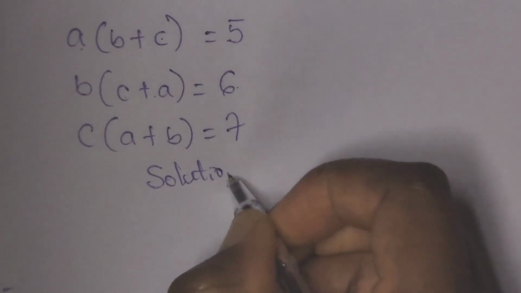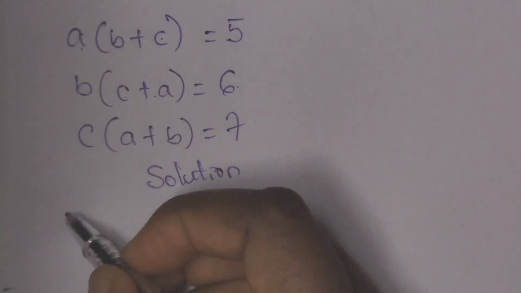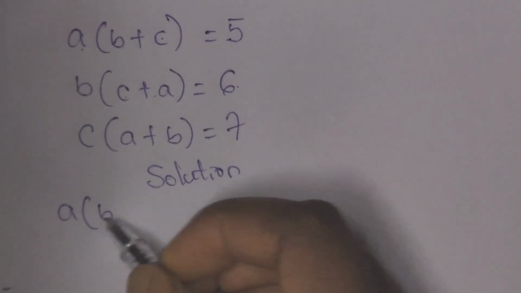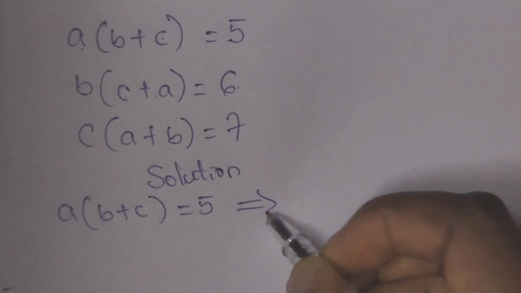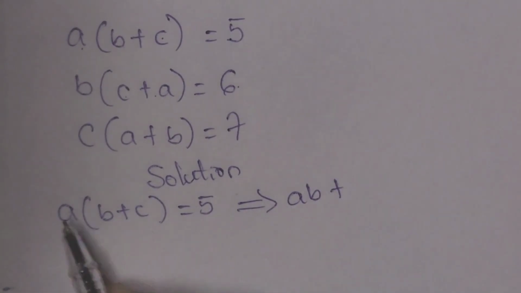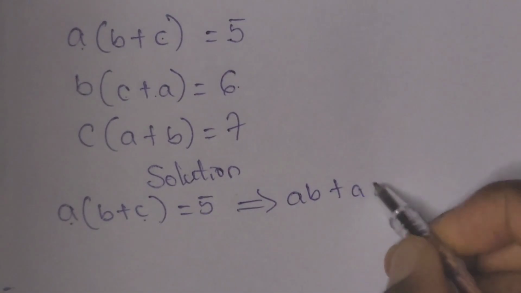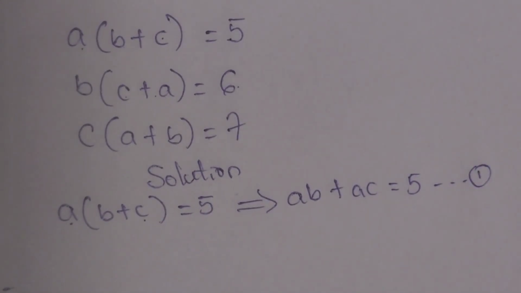So let's begin. First of all, we'll open up the bracket here. We have a times (b plus c) equal to 5, which implies that ab plus ac is equal to 5. So we'll name this equation 1.